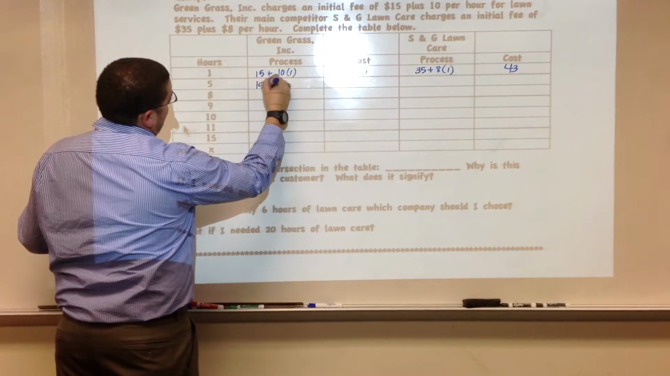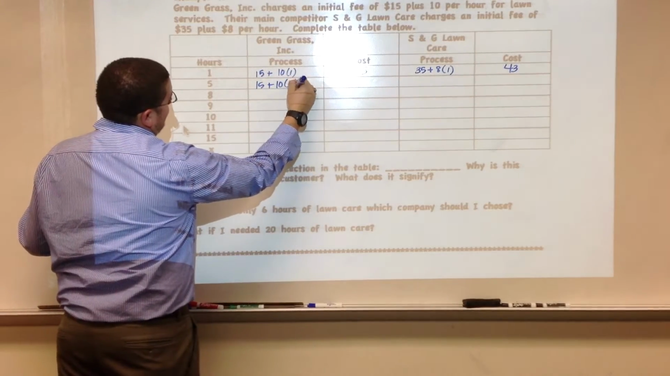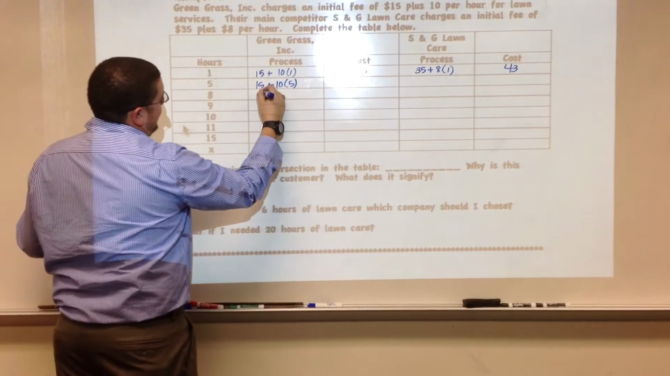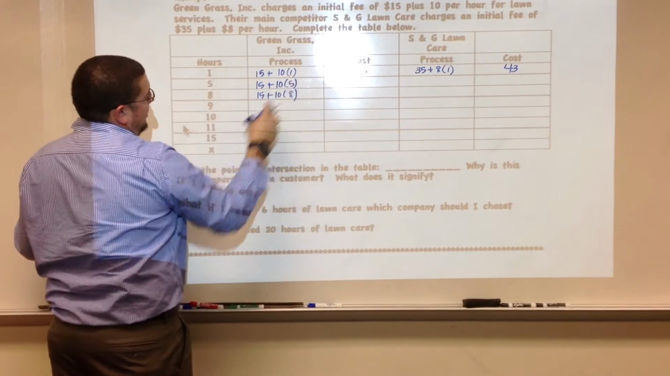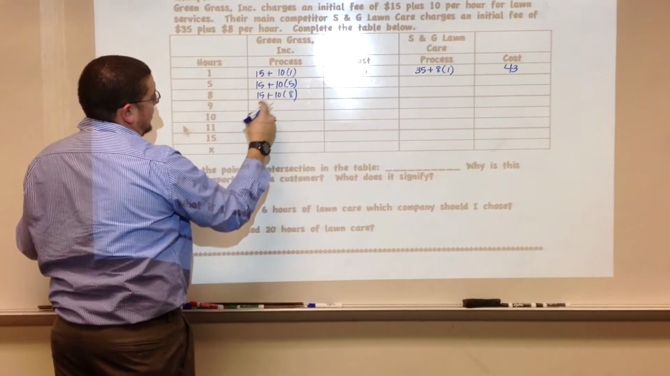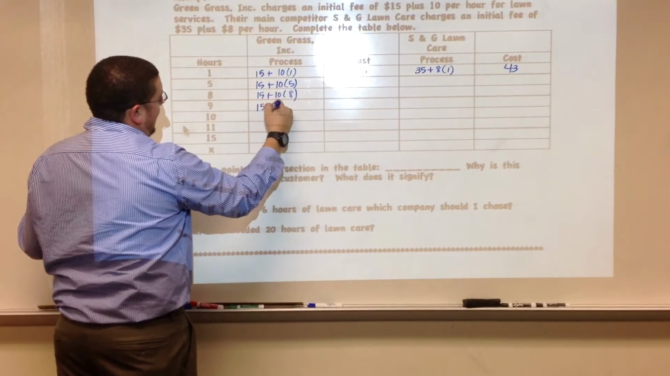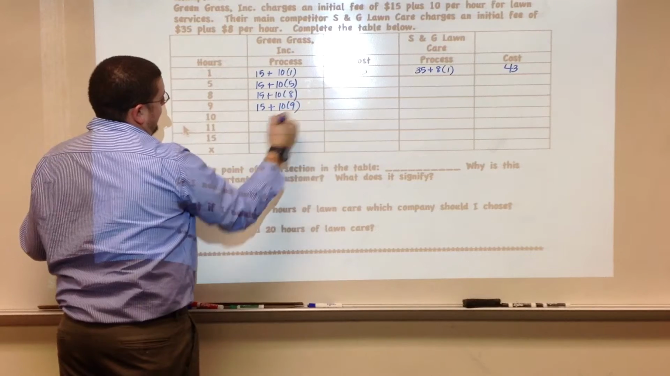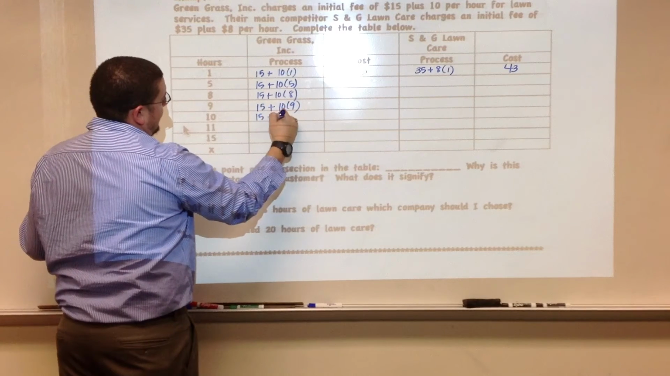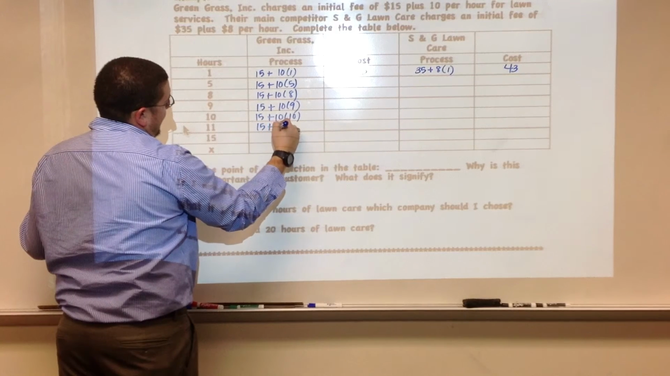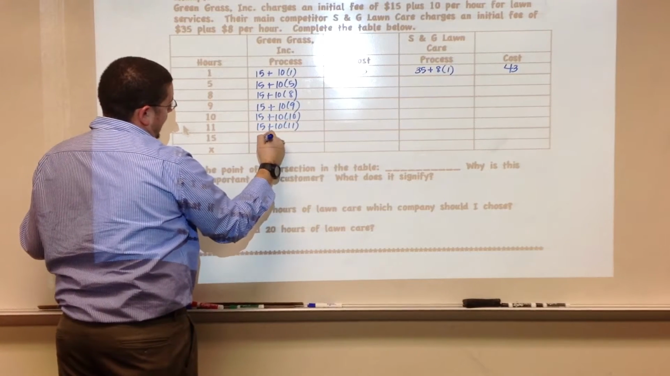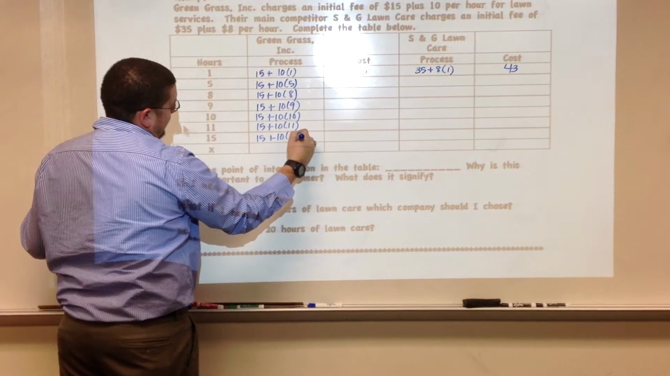We have 15 plus 10 times 5. Then I have 15 plus 10 times 8. All I'm doing is replacing that number in the parentheses with the number of hours, because that's what we're multiplying. Then we have 15 plus 10 times 9, 15 plus 10 times 10, 15 plus 10 times 11, and 15 plus 10 times 15.